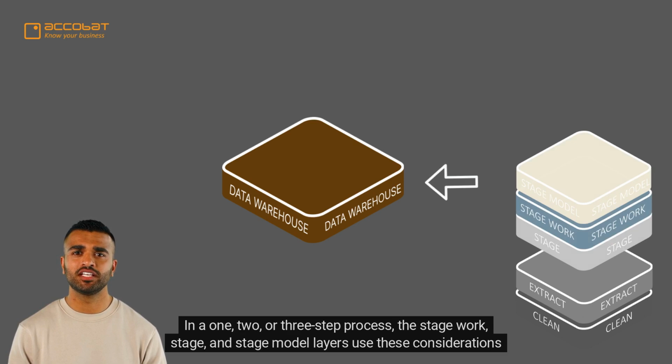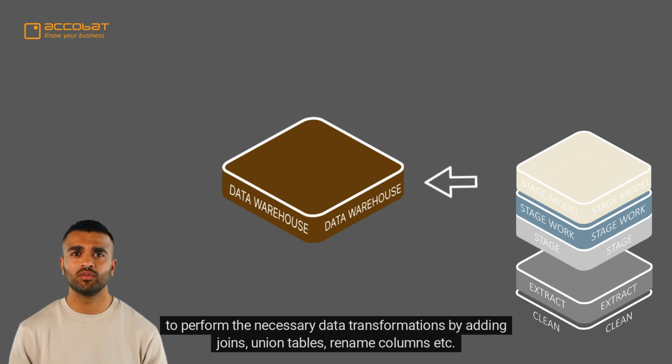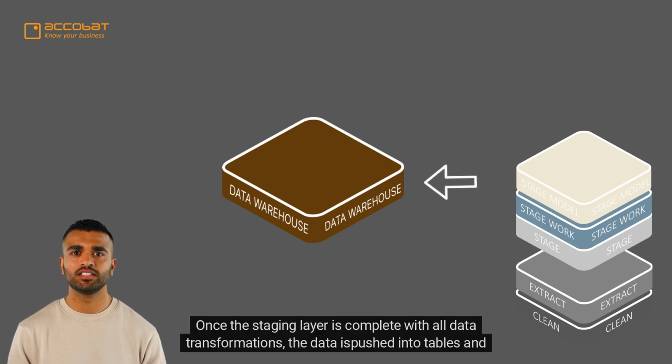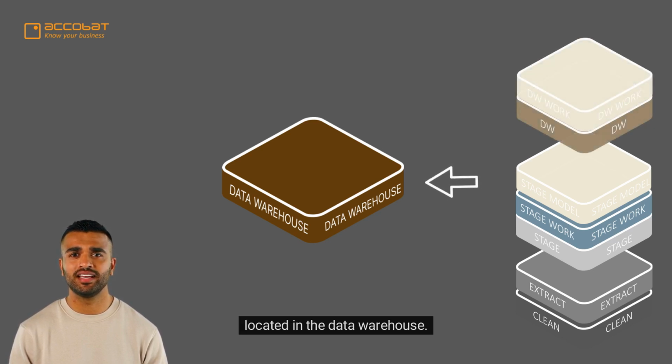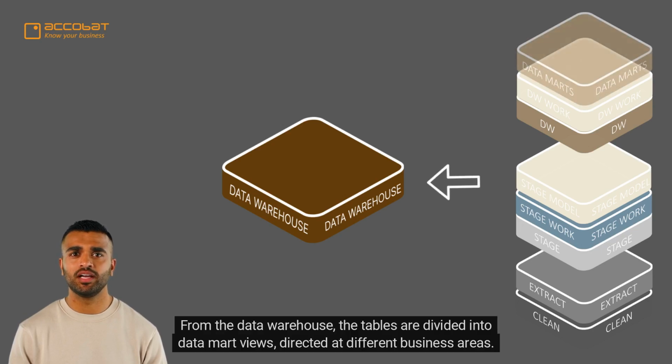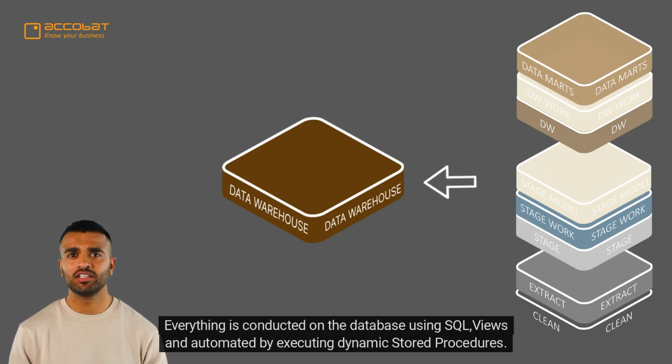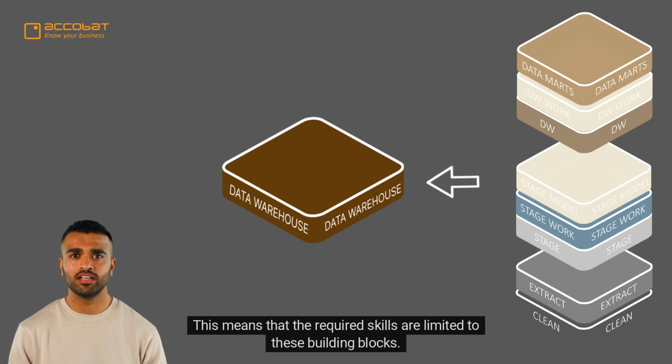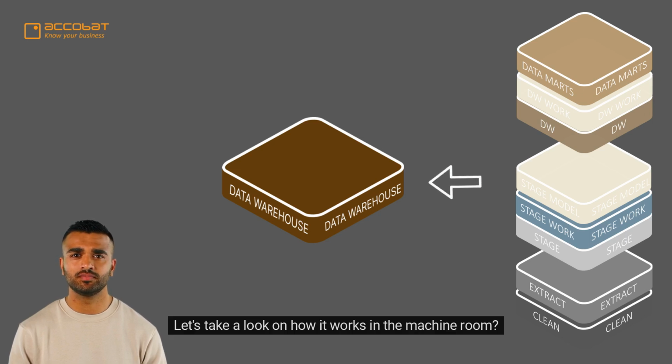In a 1, 2, or 3-step process, the stage work, stage, and stage model layers use these considerations to perform the necessary data transformations by adding joins, union tables, rename columns, etc. Once the staging layer is complete with all data transformations, the data is pushed into tables and located in the data warehouse. From the data warehouse, the tables are divided into data mart views directed at different business areas. Everything is conducted on the database using SQL views and automated by executing dynamic stored procedures. This means that the required skills are limited to these building blocks. Let's take a look on how it works in the machine room.